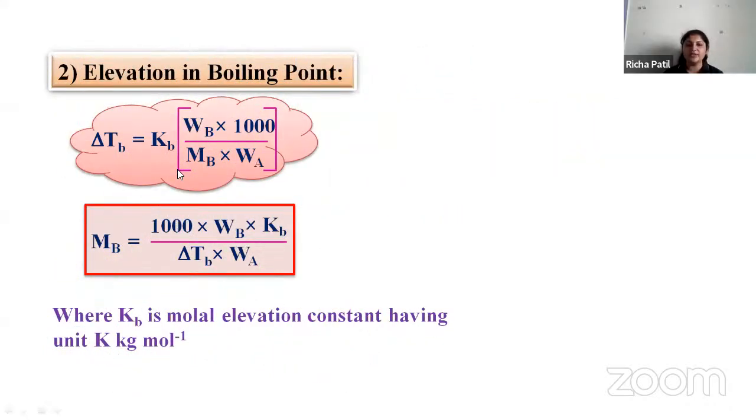Next, elevation in boiling point. Elevation in boiling point is given as delta TB equals KB into WB into 1000 divided by MB into WA. This can be given as MB equals 1000 into WB into KB divided by delta TB into WA, where KB is the molar elevation constant having unit Kelvin kilograms per mole. This is the formula for calculating elevation in boiling point.